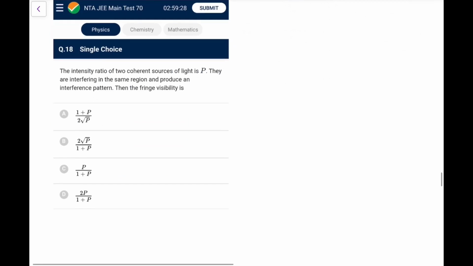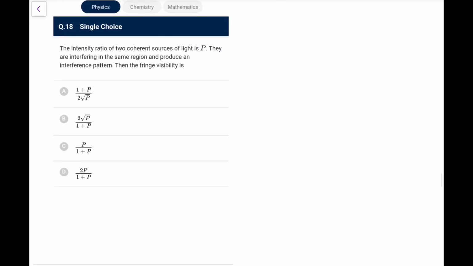Next, the intensity ratio of the two coherent sources of light is P. They interfering in the same region produce an interference pattern. Then the fringe visibility is, now fringe visibility you can remember is Imax minus Imin upon Imax plus Imin. This is the term that frankly not many students are aware. They have asked this. This is not the standard term that generally used or taught. So if you don't know the term, this would be a tough one for you.